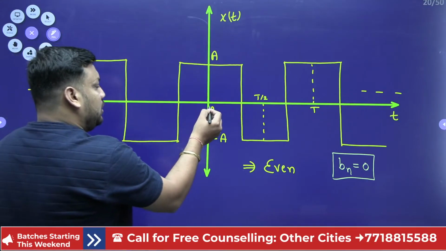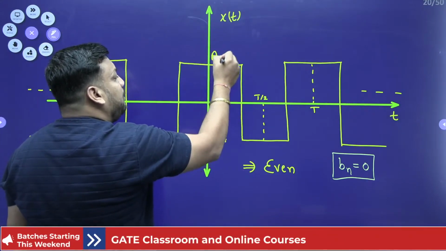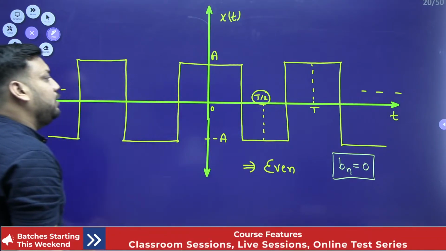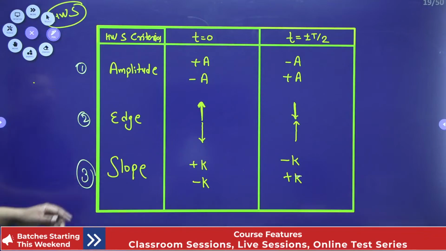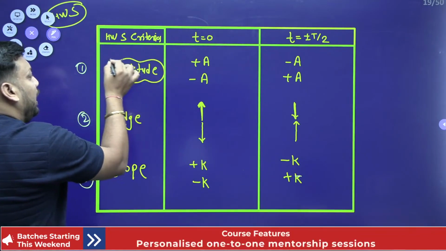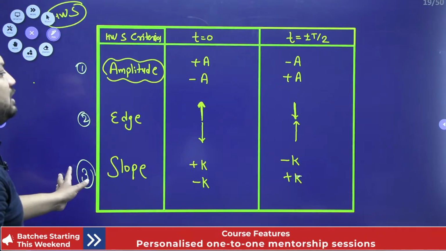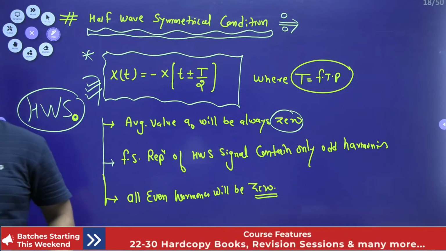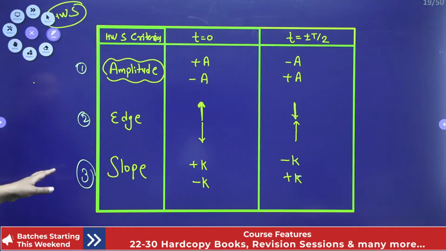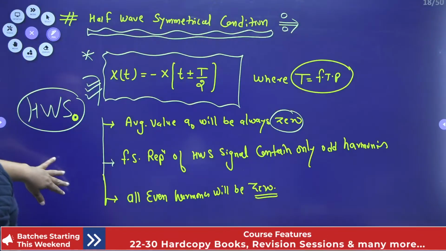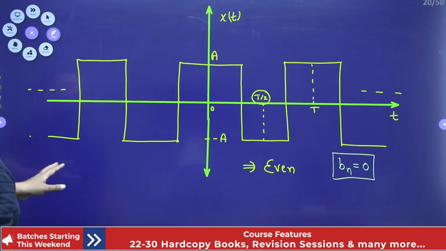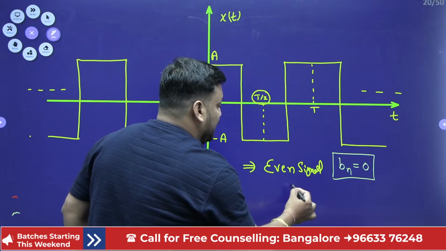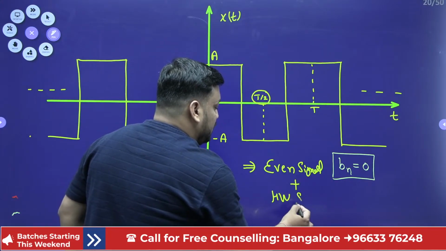At t equal to 0, the signal has plus A amplitude, and at t equal to T by 2, the signal has minus A amplitude. So, 100% it satisfies the amplitude criteria, sir. And due to the amplitude criteria, we will say that this signal is an HWS signal only. It means, my dear students, what should I write here? If the signal is an HWS signal, then we can write the signal is an even signal as well as HWS also. So, it satisfies what, guys?